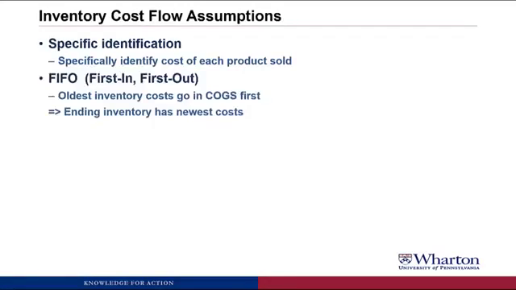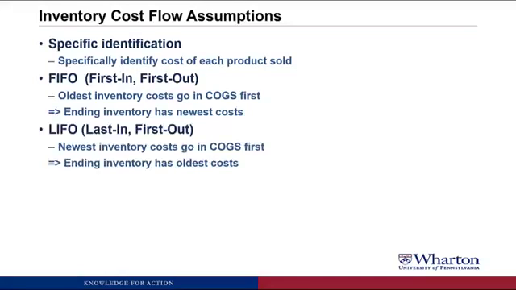Another method that companies could use, and this is probably one of the most common methods, is FIFO, or first in, first out. That means that the oldest inventory costs go into cost of goods sold first, and so the ending inventory represents the newest cost of the inventory we acquired.